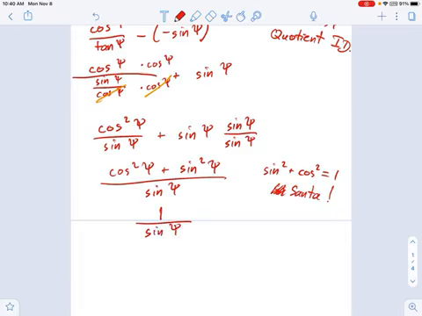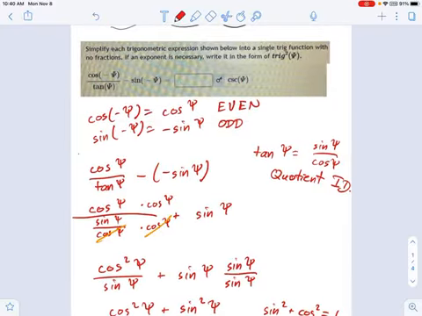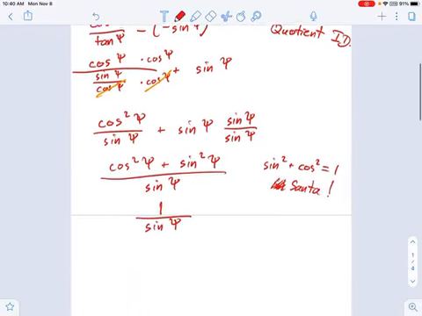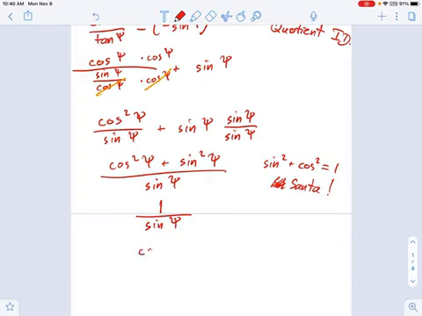And if you got this far, you're thinking, great, I am done. But remember what it wanted. It wanted no fractions in this problem. So we need to do one more simplification and call this the cosecant of psi. And I spelled cosecant wrong. This is cosecant of psi. And that is your simplified answer. That's the reciprocal identity right there. Okay?